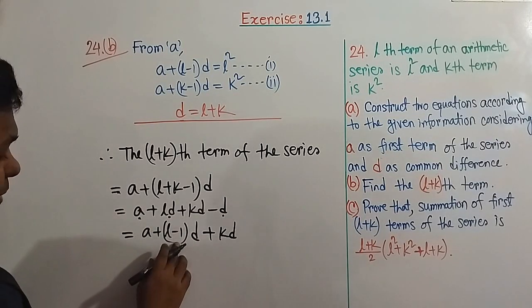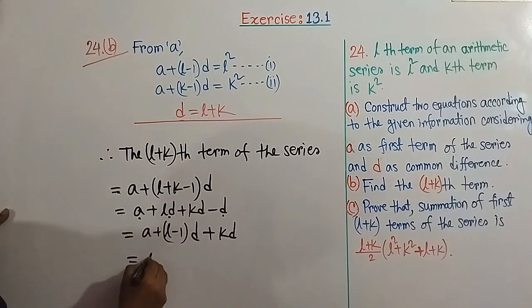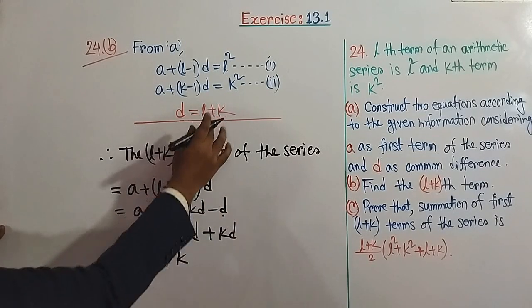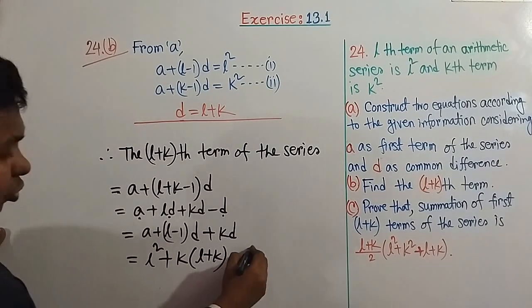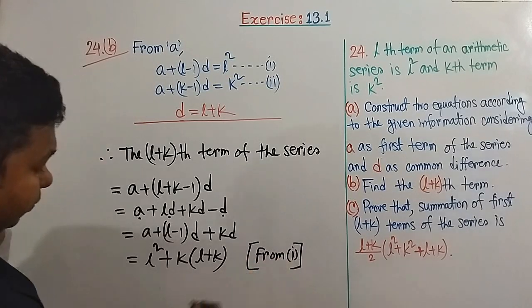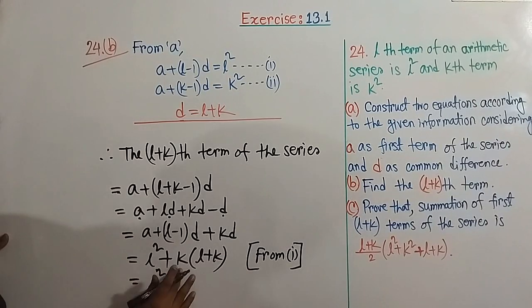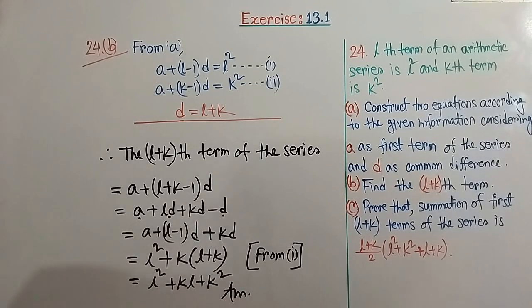Now the value of a plus L minus 1 into d is L square from equation 1. So equal to L square plus kd. Here k into d, the value of d is L plus k, so L plus k. Here we use equation 1, so from 1. Then L square, multiplying this, plus kL, then plus k square, which is our required answer. So the L plus kth term is L square plus kL plus k square.